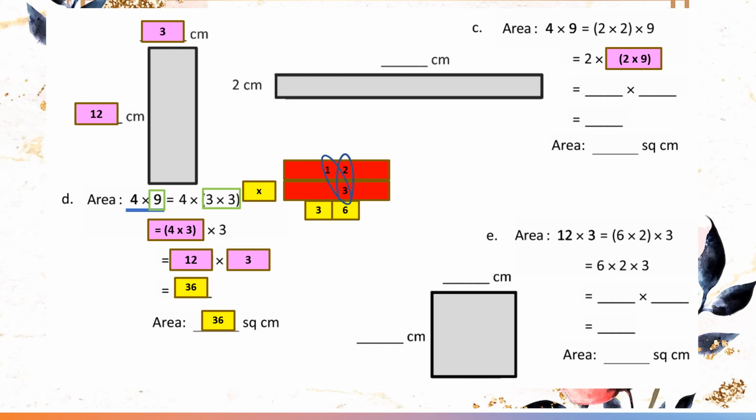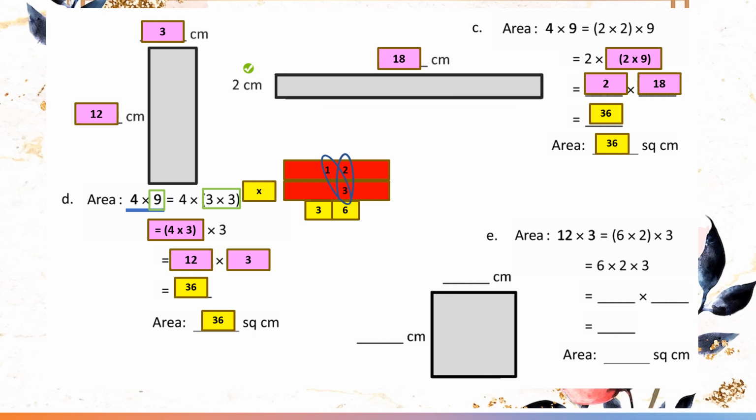All right, so that changes our equation. Instead of 4 times 9, we're going to end up with 2 times 18, because 2 times 9 is 18. So the measurement for this rectangle is going to be a 2 centimeter by 18 centimeter rectangle. And now we solve. What's 2 times 18? 36. And in that blank below there where it says area blank square centimeters, area is 36 square centimeters.